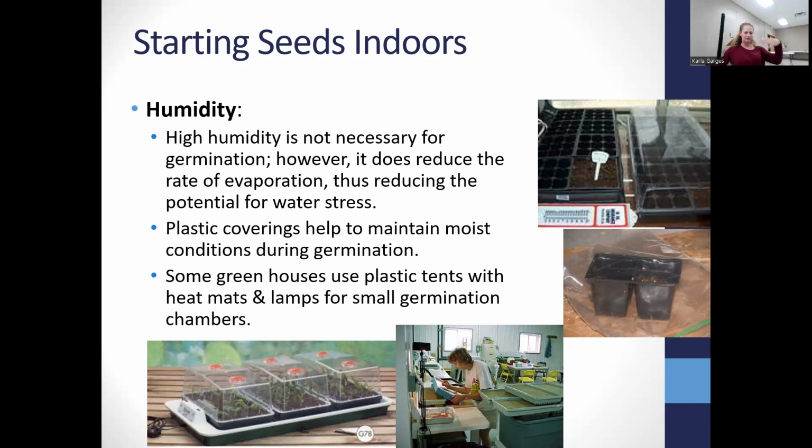And this is a time when you don't want to be overwatering. If you have a lot of wilting, you start seeing diseases forming, then you probably need to back off on your watering, increase your light, and increase your air circulation to help prevent those diseases from forming.